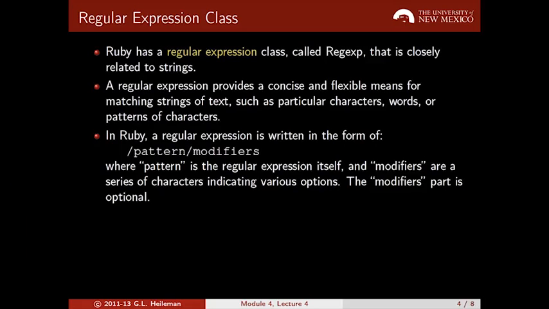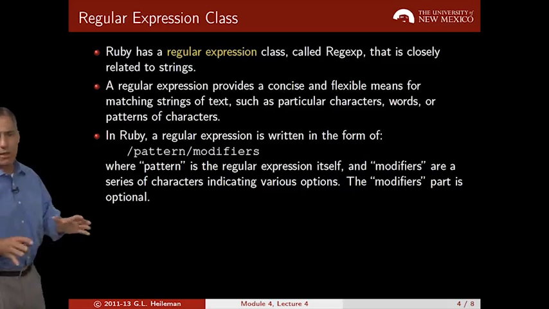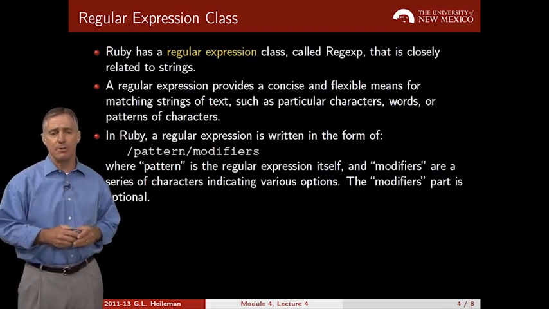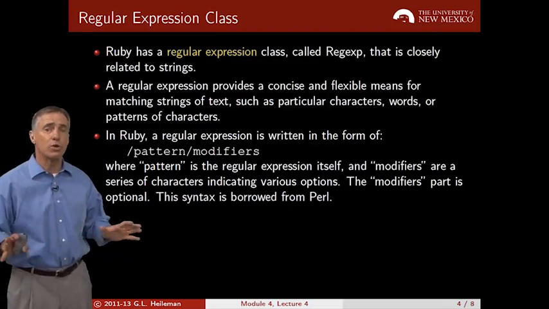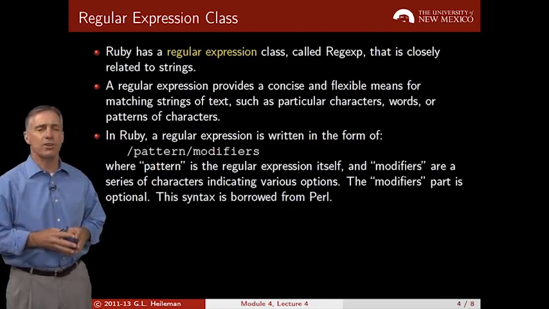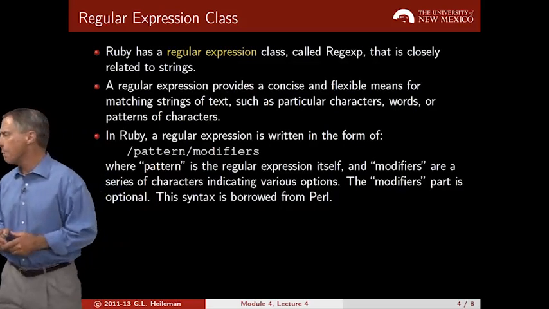But here's how a regular expression works in Ruby. There's a forward slash, and with the forward slash, the pattern you'd like to match, and then another forward slash, and then any modifiers that you might like to include. So the pattern is the regular expression here, and the modifiers are just a series of characters that have various options. I'll give you some examples in just a moment. So this syntax, by the way, is used in almost every programming language nowadays that supports regular expressions, and it was borrowed from Perl.